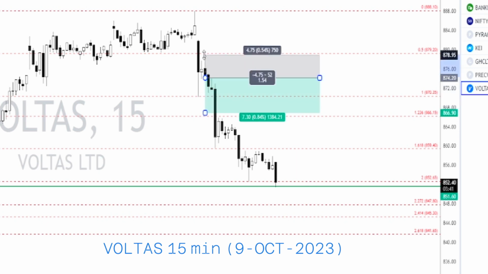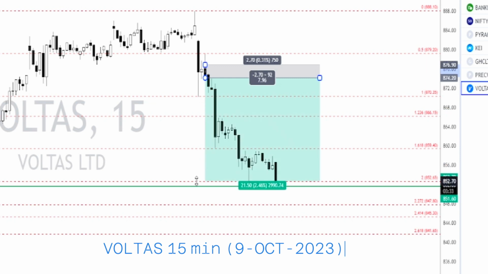So either you can keep the stop loss here, or in my case, I kept the stop loss slightly above the open, and the only profit booking that I did was here. So it's almost 1:8 now, right? So that's the advantage of using candlesticks with Fibonacci. You get a very good idea of where to book profits and maximize your profits.